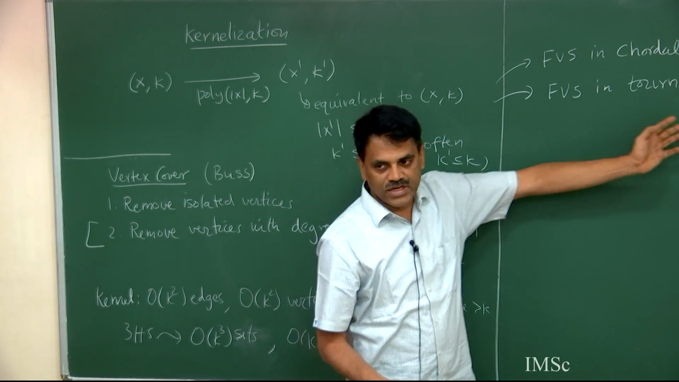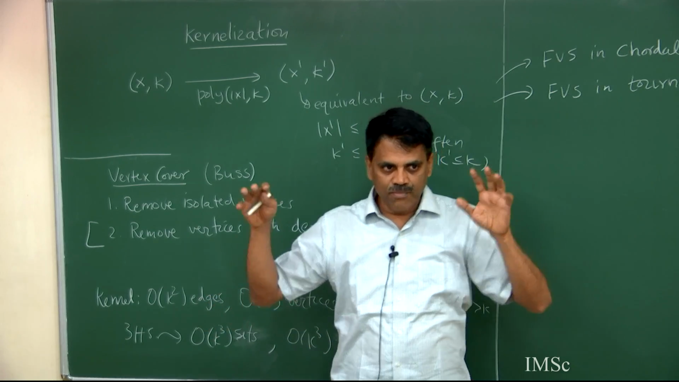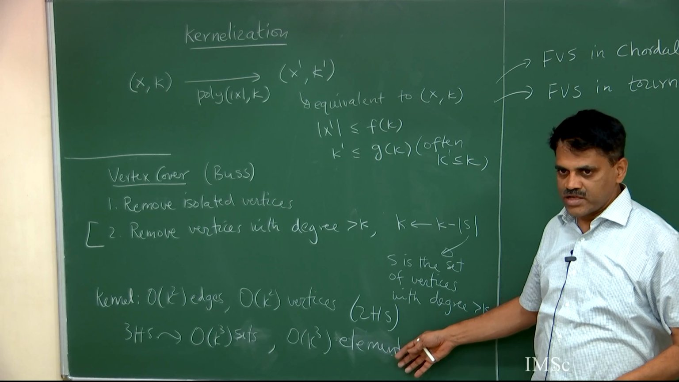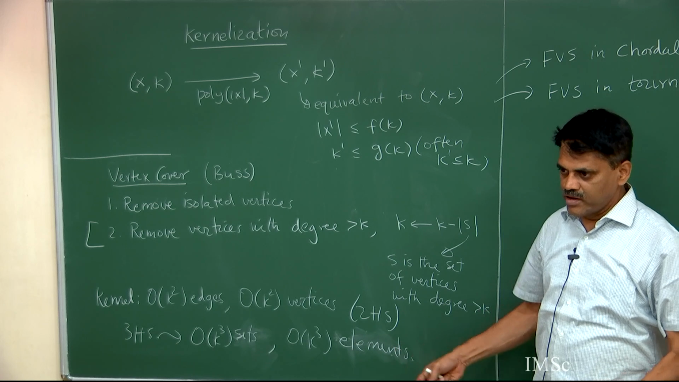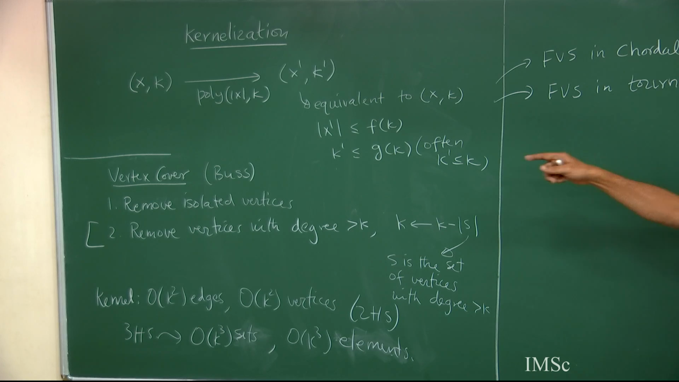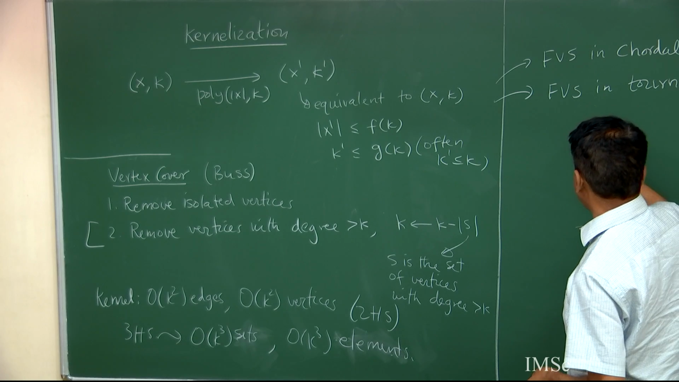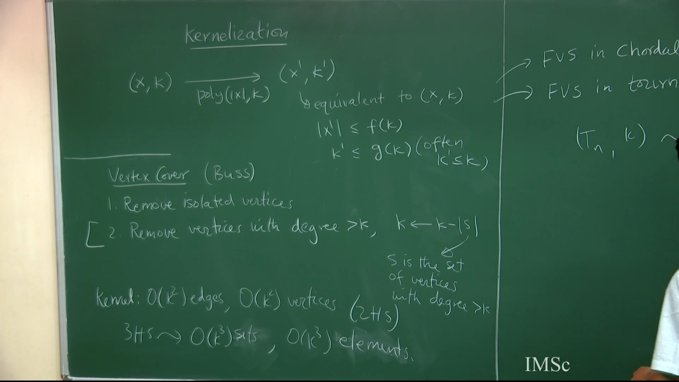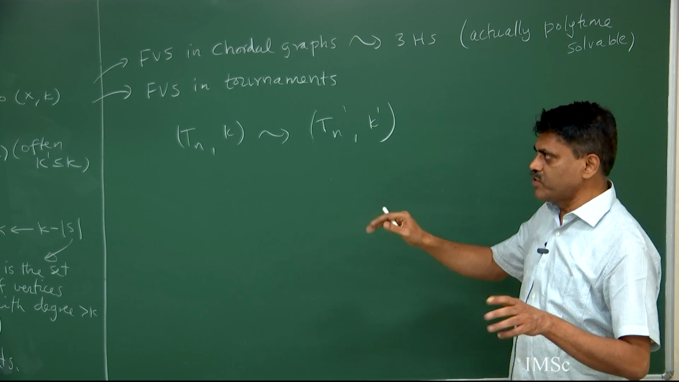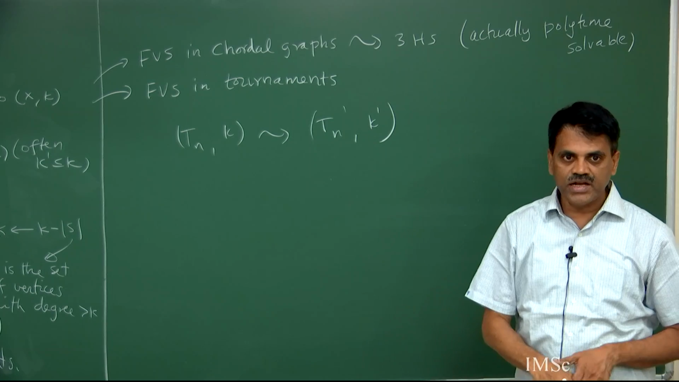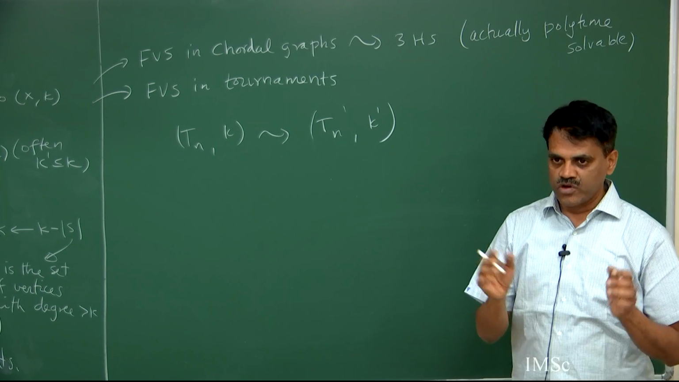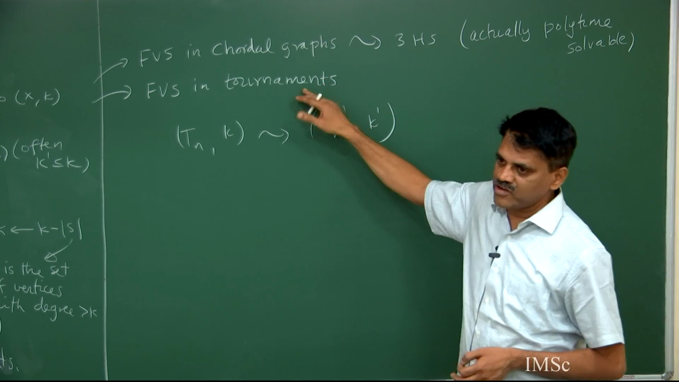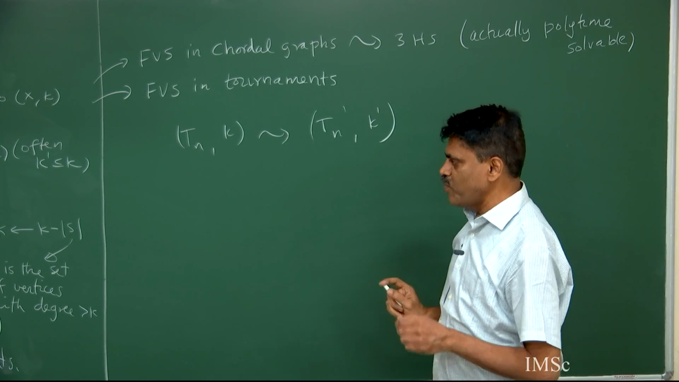If you want to solve feedback vertex set in tournaments, I create this hitting set instance and then apply my kernel, and I produce a hitting set instance which has k cubed sets and k cubed elements of the universe. But I really want a tournament if I have to strictly follow this definition, right? Because you are given a tournament and k, I want to produce another tournament and k prime whose size is a function of k. But what I produced is an instance of some other problem, in this case hitting set. So that's really not a kernel. I said you can get a kernel for this, but not just by immediately applying this. So there are two ways to get around it.